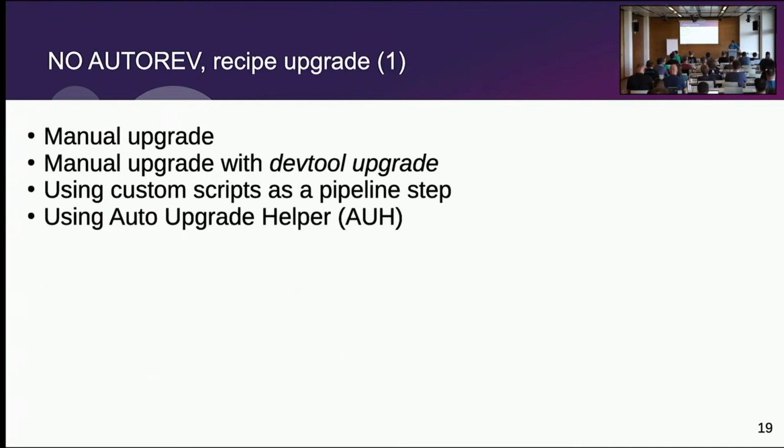So, what if we don't use AUTOREV? We need to find a way to upgrade the recipes. So, how do you do that? There's of course the manual upgrade. You just check the recipe manually and upgrade it. Works well, sometimes slow, but depends again on the project. If you just need to bump up the version, that's pretty trivial.